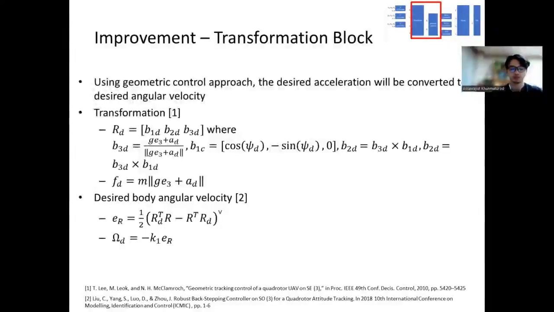And after that, we include the transformation block between the position system and attitude system. This transformation block will convert the desired acceleration to desired body angular velocity and thrust. The way to convert from the acceleration to thrust and body angular velocity is shown in the slide and can be found in references 1 and 2.